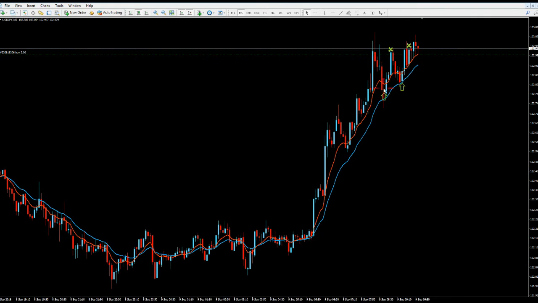And then the type 1, the strongest one, the signal that comes all the way down and touches the EMA 18. So these were the two trades I took. How did I take these two? Again, use price action and you're going to have much better trades.